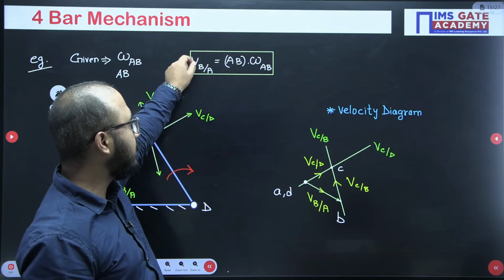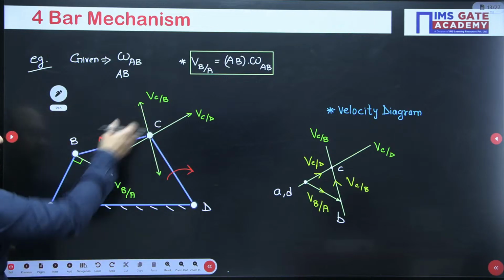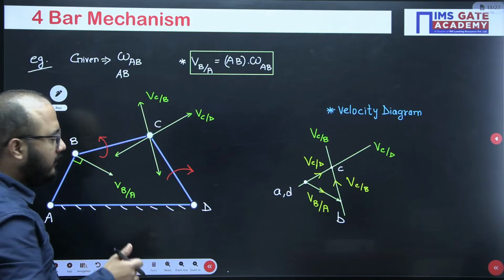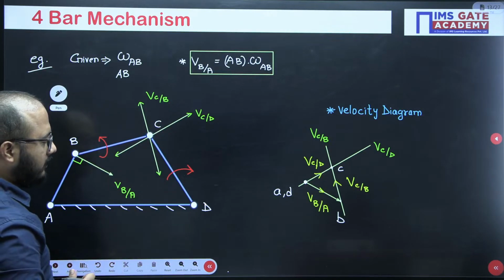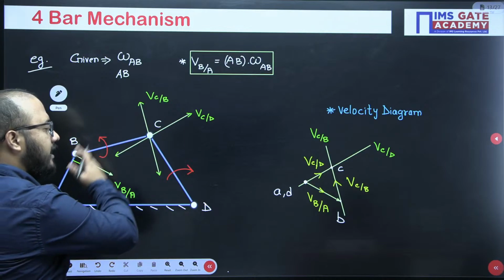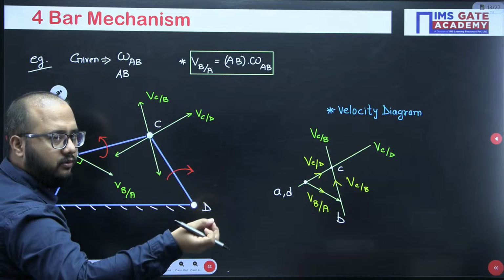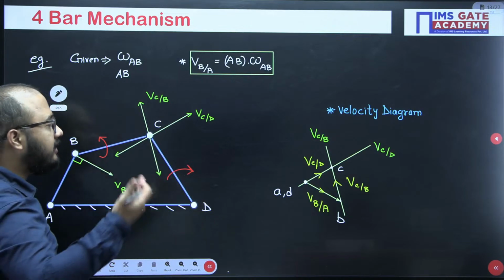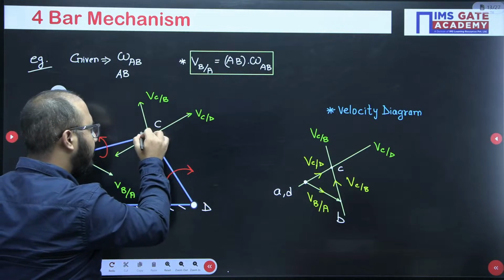I have calculated this velocity vector and I will represent it here in the configuration diagram. So the value is given, so magnitude and direction, everything is understood. About the other points, when I am writing C with respect to B, I don't know the magnitude. I don't know whether it will be in the upward or downward direction. Only one thing I know, that it will be perpendicular to the link.